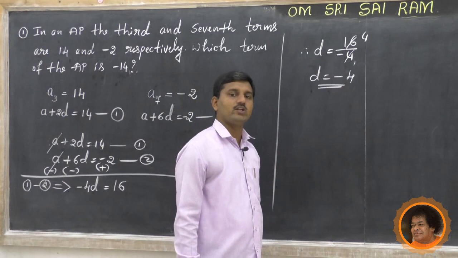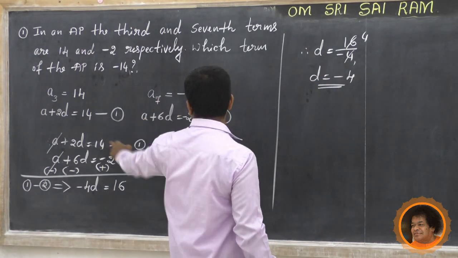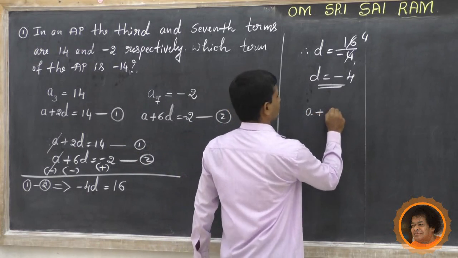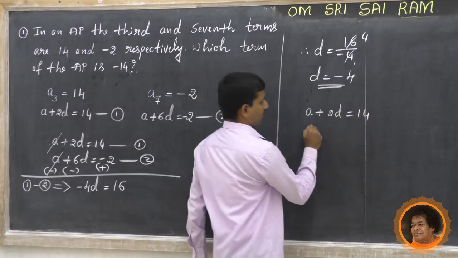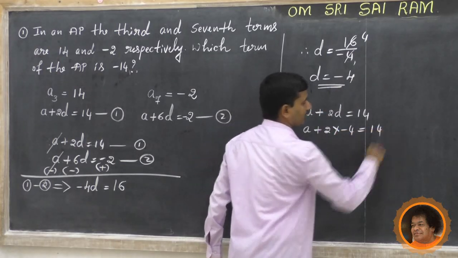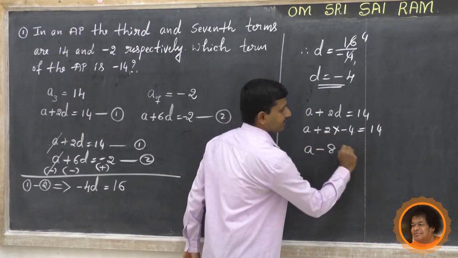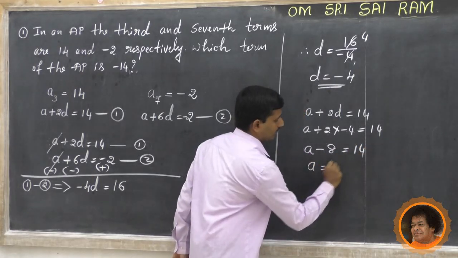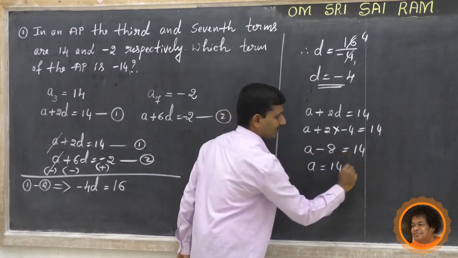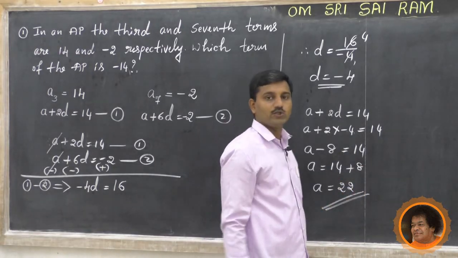Then how to get the value of a, the first term? Substitute d equal to minus 4 in any one of the equations, either equation 1 or equation 2. So substitute in 1, a plus 2d equal to 14, or a plus 2 into the common difference value, that is minus 4, equal to 14, or a minus 8 equal to 14, or a equal to 14, transpose the constant term minus 8 to the right hand side, so minus 8 becomes plus 8. So therefore a equal to 22.